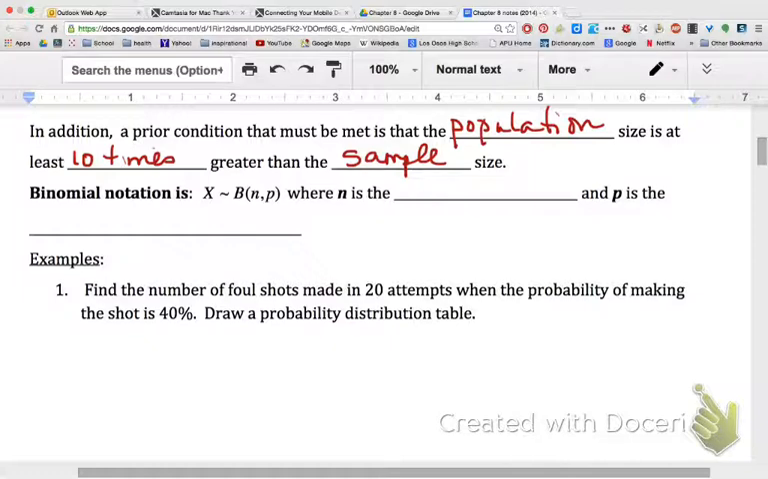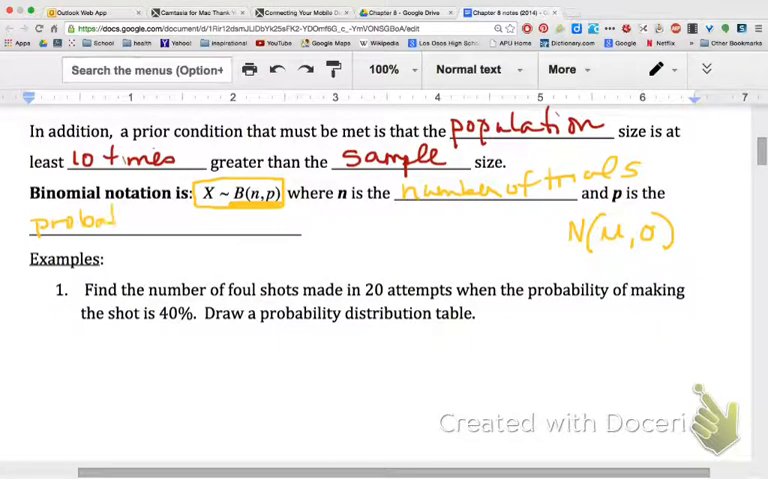Okay, so the notation that you're going to see for binomial looks like this. If you remember, normal distribution looked like this, where I knew mu and standard deviation. And so binomial, I have two variables as well. n is the number of trials. And remember, we said we needed to know that before we started. And p is the probability of success.